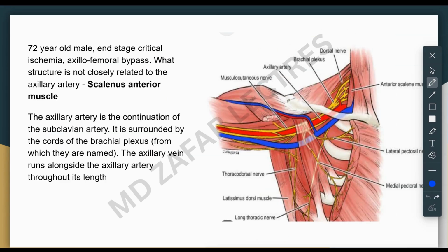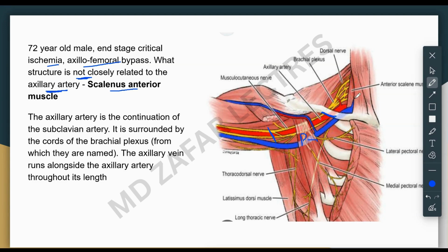So we have a 72-year-old man who has end-stage vascular ischemia and an axillofemoral bypass has been performed. Which structure is not closely related to the axillary artery? That is the scalenus anterior muscle. As we know, the axillary artery arises from the lateral border of the first rib and goes till the lower border of the teres major muscle. In this area there is a relationship of pectoralis minor and there are relationships of the cords of the brachial plexus.